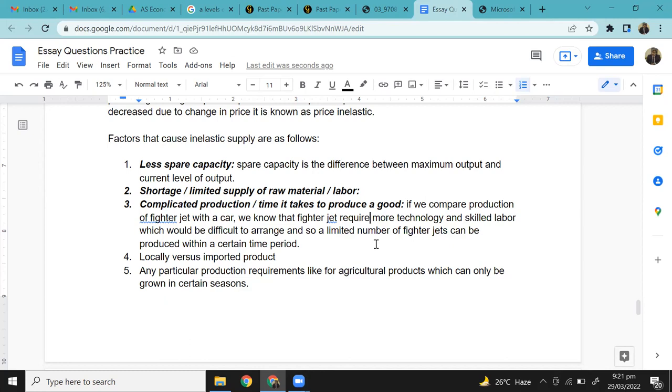Whereas if you compare something much simpler, like a car or something like that, right? That will take less time, and therefore it would be easier to produce more cars. And similarly, even when you need to cut on the production of cars, that's also easier, right? Because the machines that manufacture cars can be more easily, what should be the word?